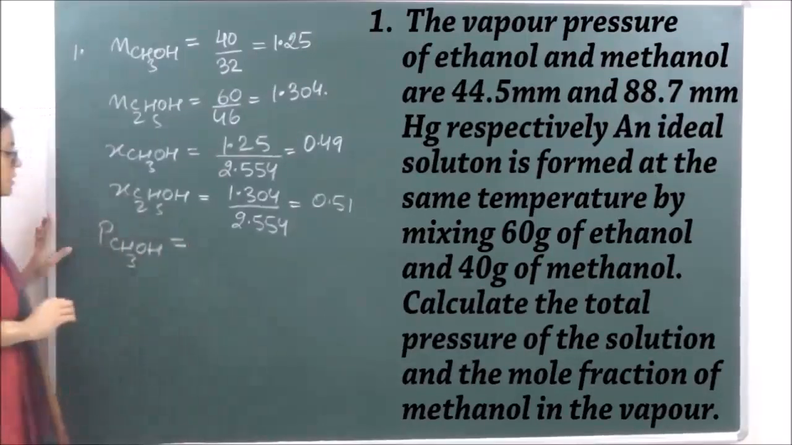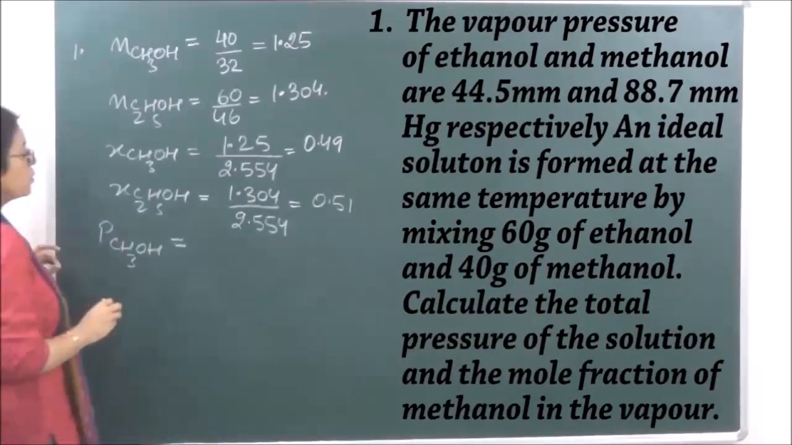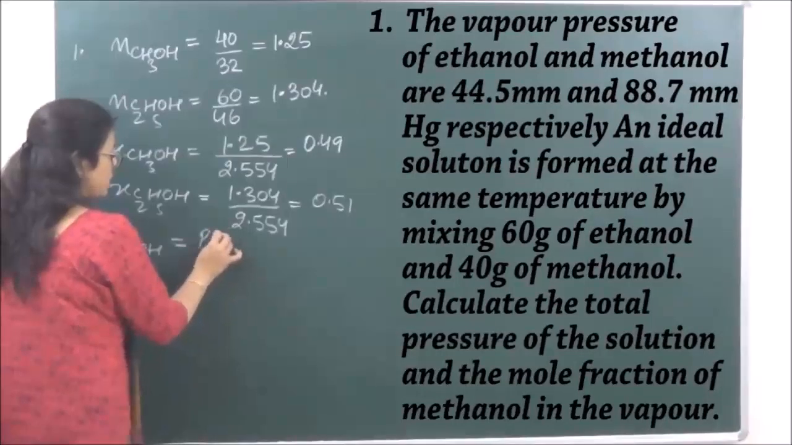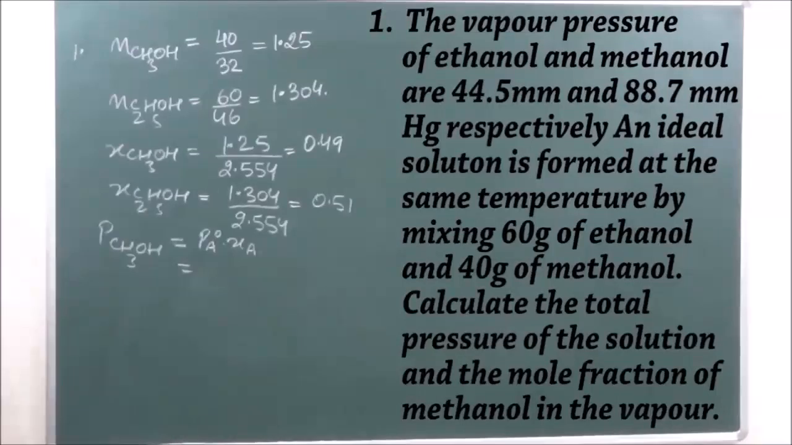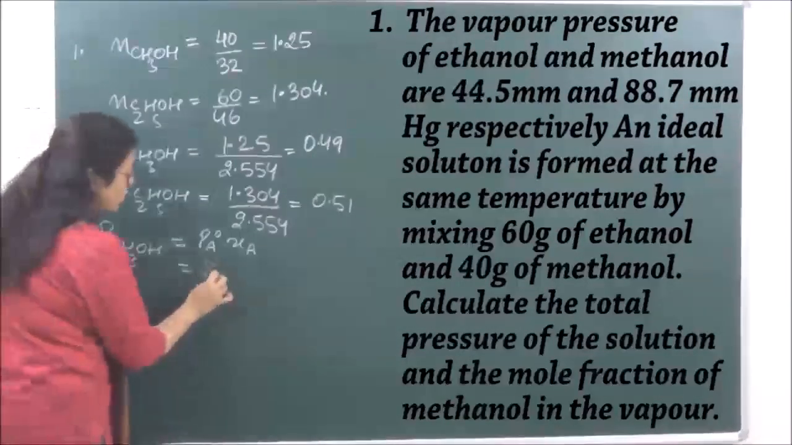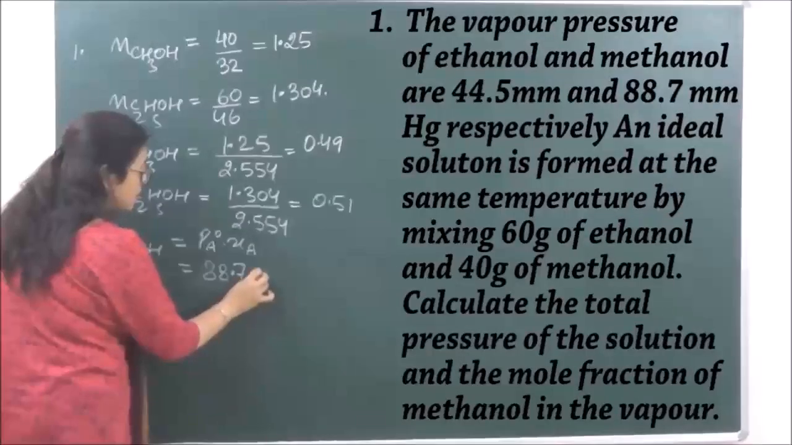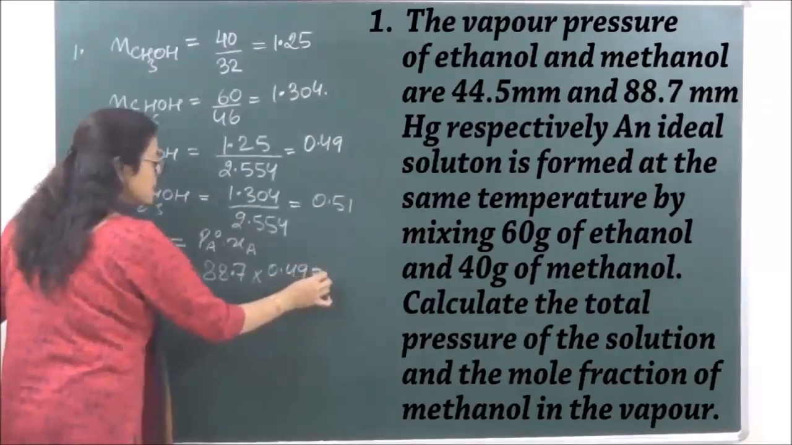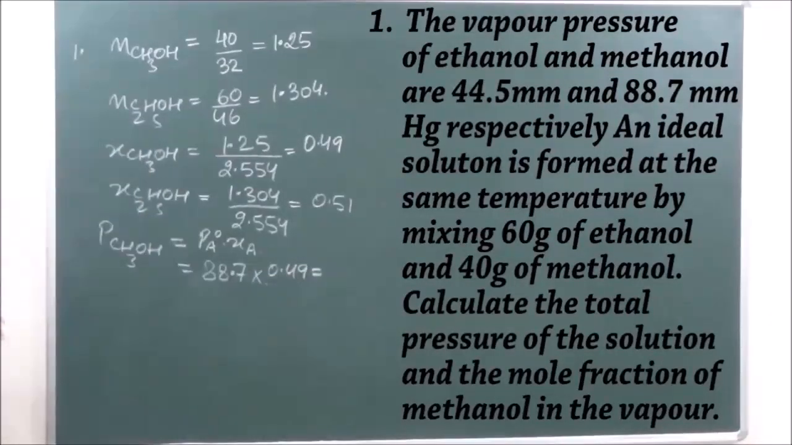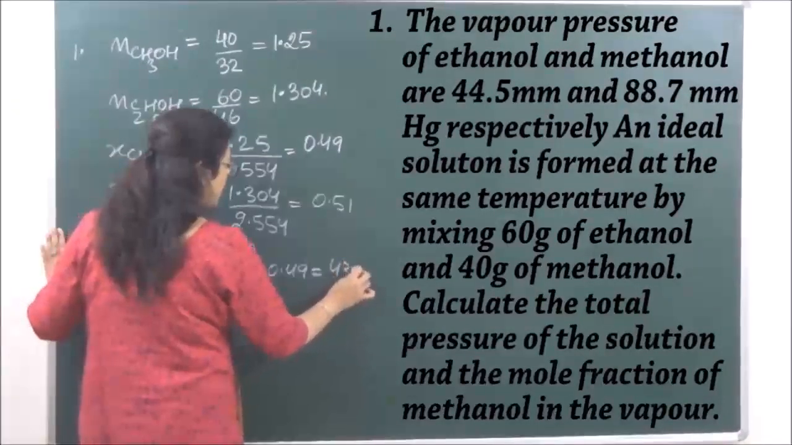Okay, so we then calculate the pressure of CH3OH, that will be equal to PA naught into XA. The pressure of the pure component, pure methyl alcohol, is given to us as what? 88.7 in the question. So 88.7 into 0.49. Right? This becomes equal to, when calculated, 43.46.